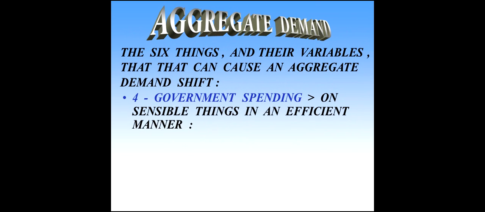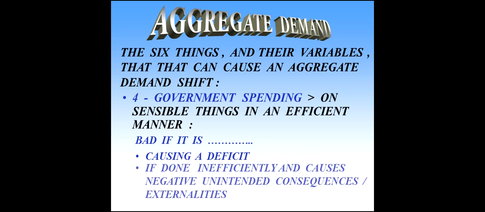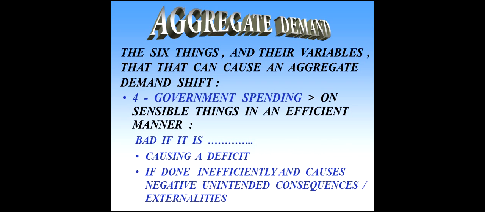The fourth thing that can cause a shift in aggregate demand is government spending. And the government, through its spending practices, can be a real heavyweight in having an impact on demand and supply in the overall economy. Now, government spending can be a good thing if it's on sensible things and done in an efficient manner. However, it's certainly bad if it is causing deficit situations, or if it's done inefficiently and winds up causing negative unintended consequences or negative externalities.